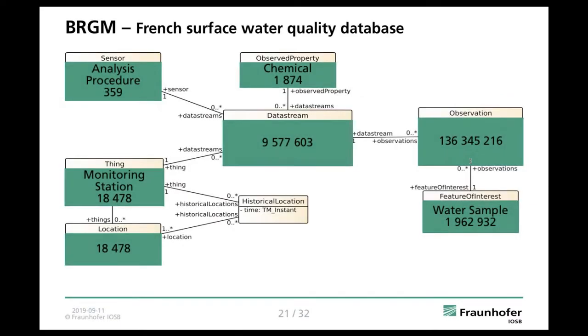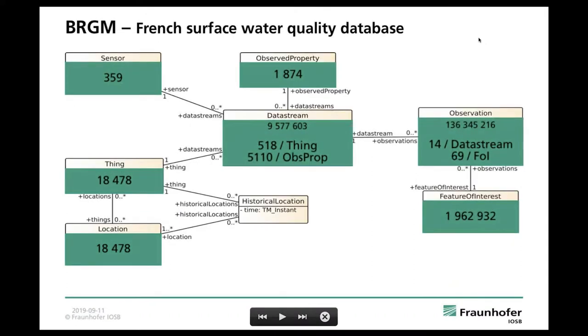So after a bit of analysis, we ended up with, like I said, 136 million observations. They had about 10 million data streams and 18,000 monitoring stations. The sensor in this case is often a lab procedure. And of course, observed properties are then chemicals.